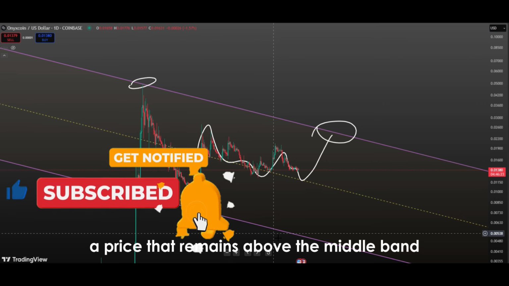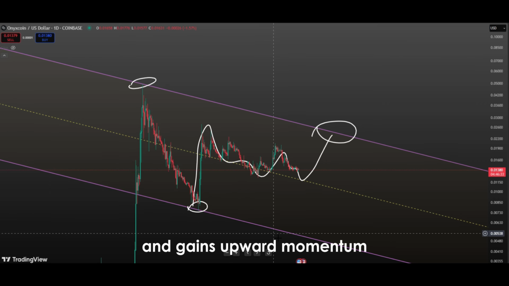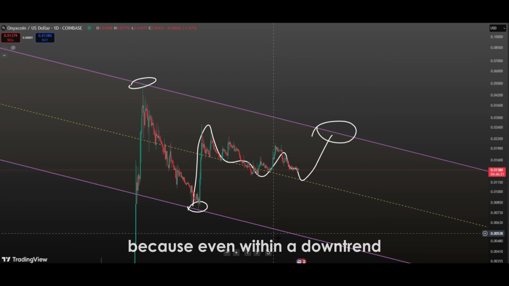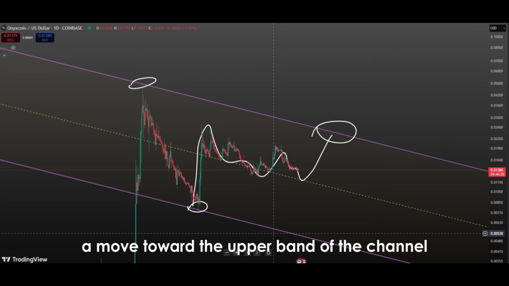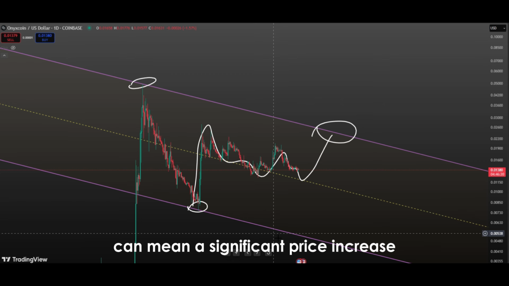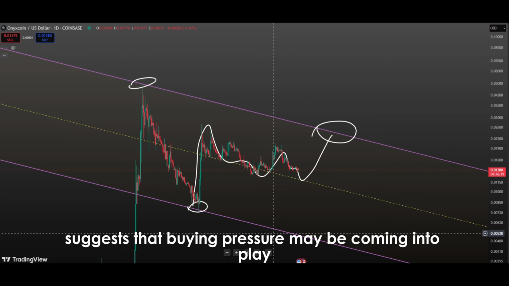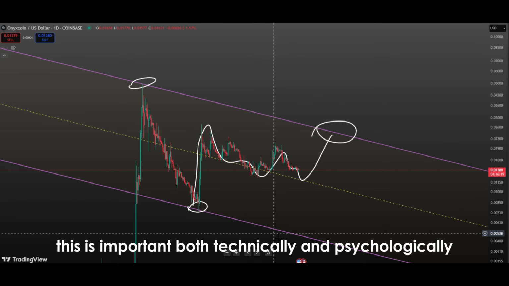A price that remains above the middle band and gains upward momentum can rise all the way to the upper band of the channel. This situation is considered an important opportunity signal for short-term traders because even within a downtrend, a move toward the upper band of the channel can mean a significant price increase. In the current scenario, the price being above the middle band suggests that buying pressure may be coming into play. This is important both technically and psychologically.